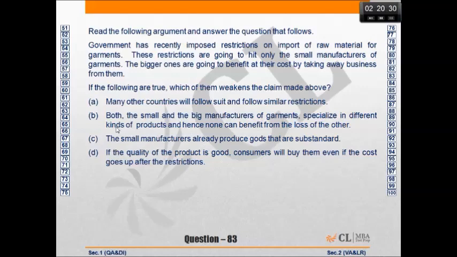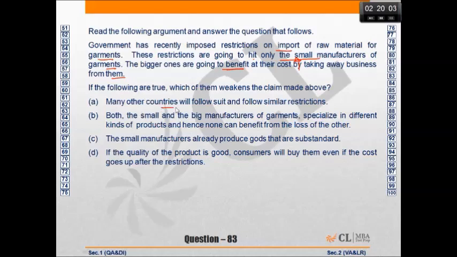Okay, another question of critical reasoning. Government has recently imposed restrictions on import of raw material for garments. These restrictions are going to hit only the small manufacturers of garments. The bigger ones are going to benefit at their cost by taking away business from them. If the following are true, which of them weakens the claim made? So the claim is that the restrictions are going to hit the small manufacturers of garments and not the bigger ones, and the bigger ones will benefit.